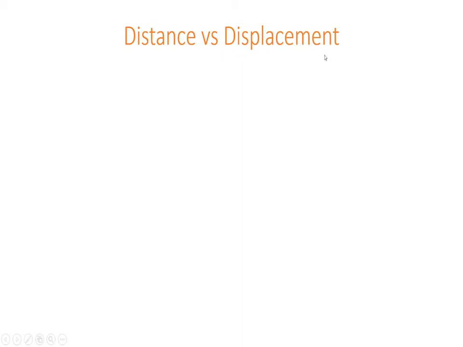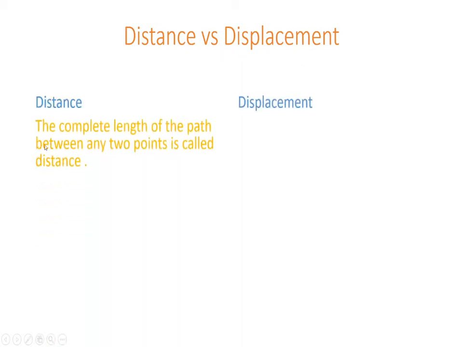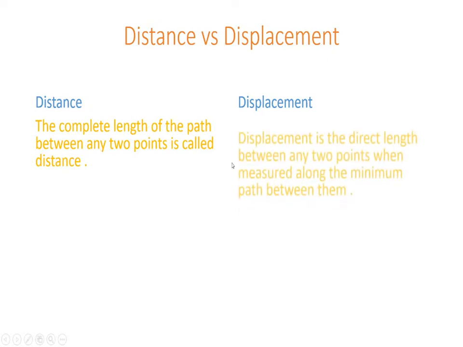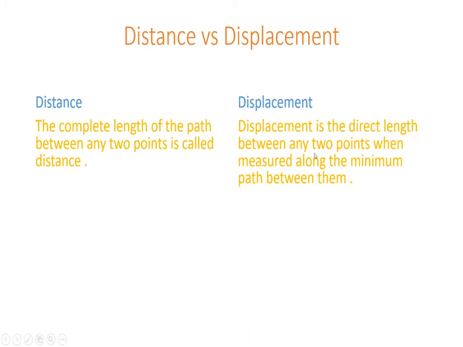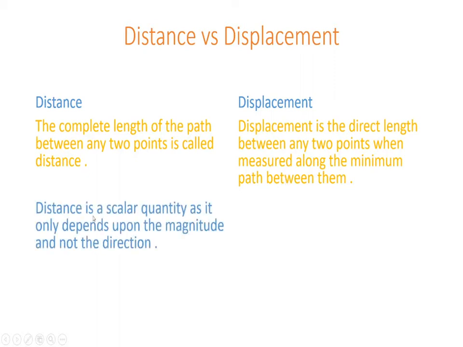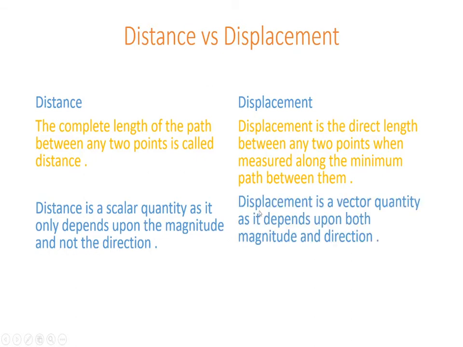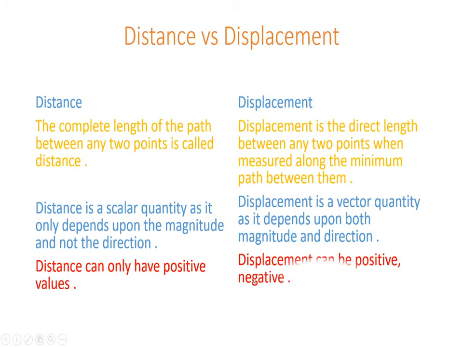Distance versus displacement. The complete length of the path between any 2 points is called distance. Displacement is the direct length between any 2 points when measured along the minimum path between them. Distance is a scalar quantity as it only depends upon the magnitude and not the direction. Displacement is a vector quantity as it depends upon both magnitude and direction. Distance can only have positive values. Displacement can be positive or negative.